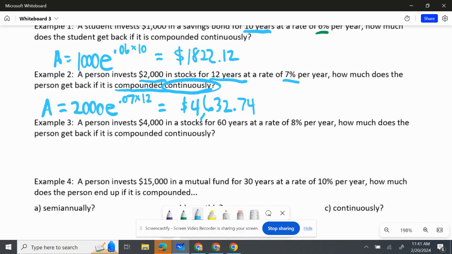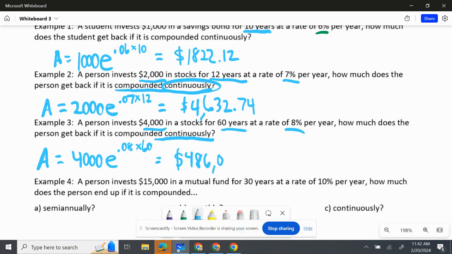Now looking at example 3, we have a person investing 4,000 in stocks for 60 years at a rate of 8% per year. Notice it says compounded continuously. So we have A equals 4,000, we have e, we're raising it to the 0.08 times 60. And that right there gives us $486,041.67.